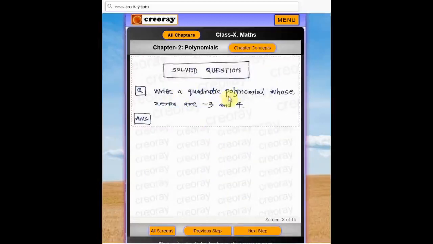So write a quadratic polynomial whose zeros are minus 3 and 4. You see, alpha is minus 3, beta is 4. Can you write the quadratic polynomial? Try it.